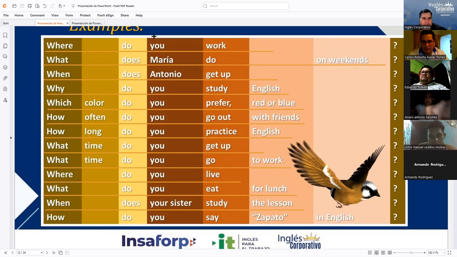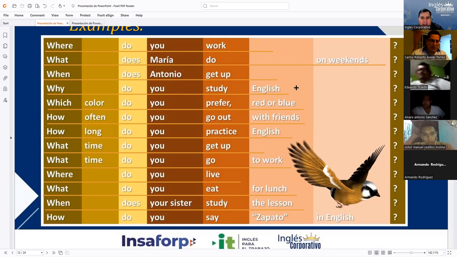Where do you work, Victor? My work is aduanas. I work in an office. In aduanas, okay. Customs office, okay. What does Maria do on weekends? She relaxes. She watches Netflix. She dances. When does Antonio get up? He gets up at 6 a.m.